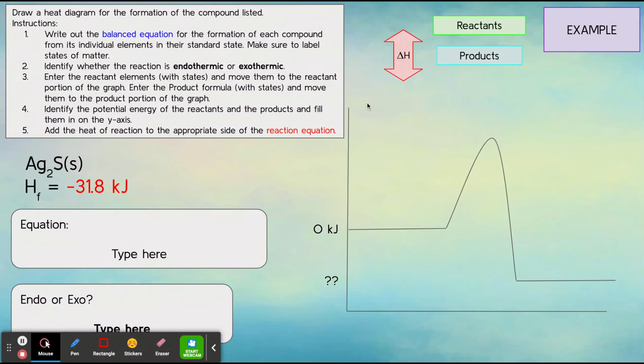Okay? So my equation is going to be solid silver plus solid sulfur produces silver sulfide, also solid. I need to make sure my equation is balanced. So we're going to put a 2 in front of my silver, and now I have a balanced chemical equation. So this is the formation of this compound. And I can tell from the heat of formation that overall heat is released, and so this is an exothermic reaction. As I see this negative sign here, exothermic reaction.